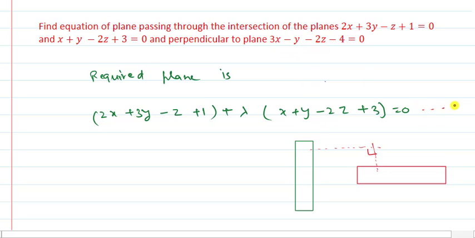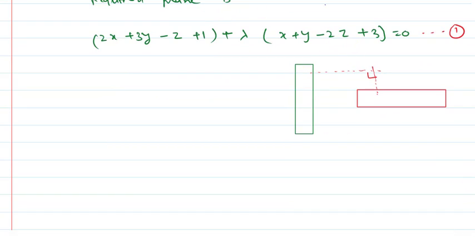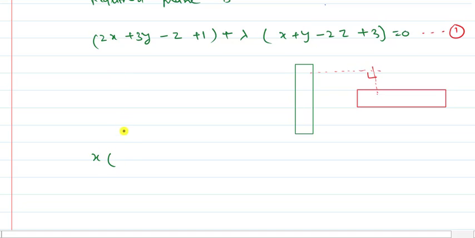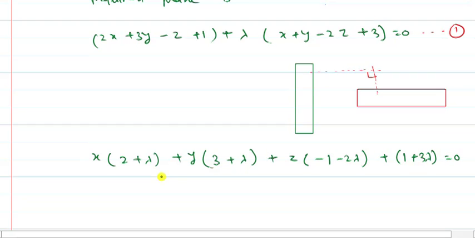So let me name this as number 1, and let us find out the direction ratios of this plane by solving it. Taking x common, we have 2 plus lambda, then taking y common, we have 3 plus lambda, then taking z common, we have minus 1 minus 2 lambda, plus 1 plus 3 lambda is equal to 0.